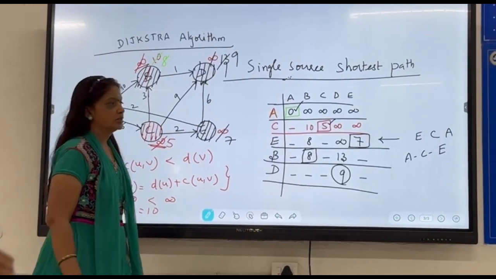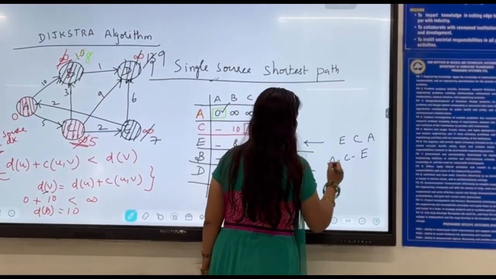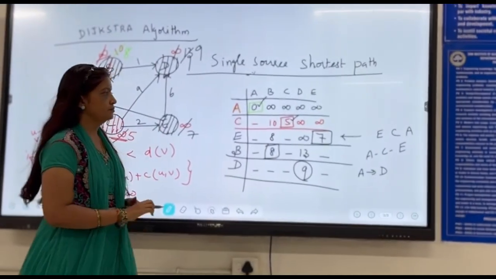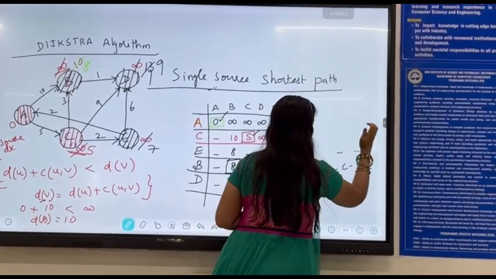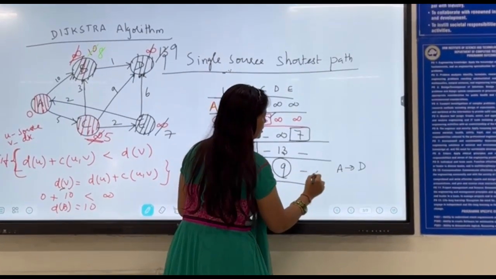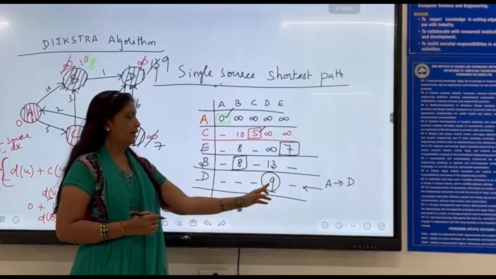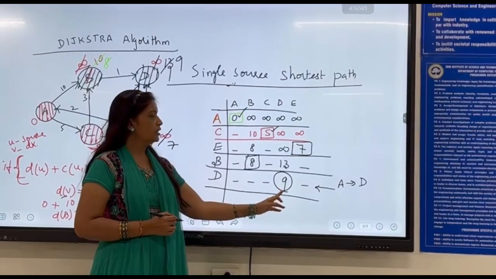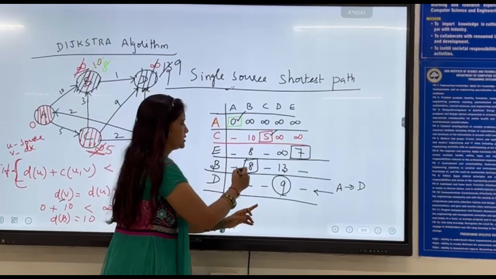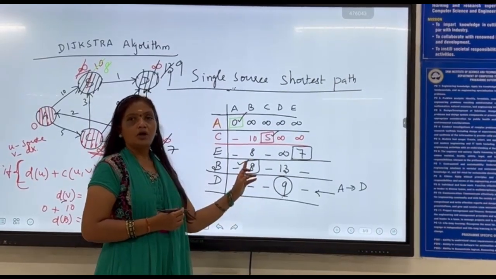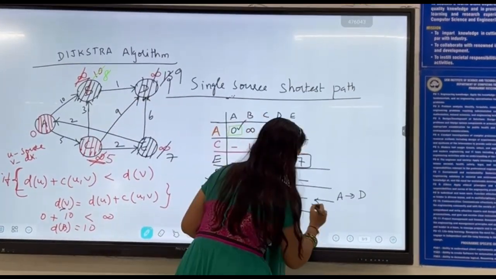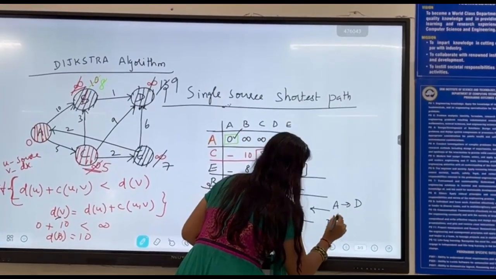Understood how to do it? Suppose I want to do it for A to D. How will you find out the path? Start from D. Here, last row. Put an arrow mark here. The value is 9 here. Compare it with the previous value. It is different. If it is different, I have to select the box value here. So the box corresponds to B. So D, next one is B.